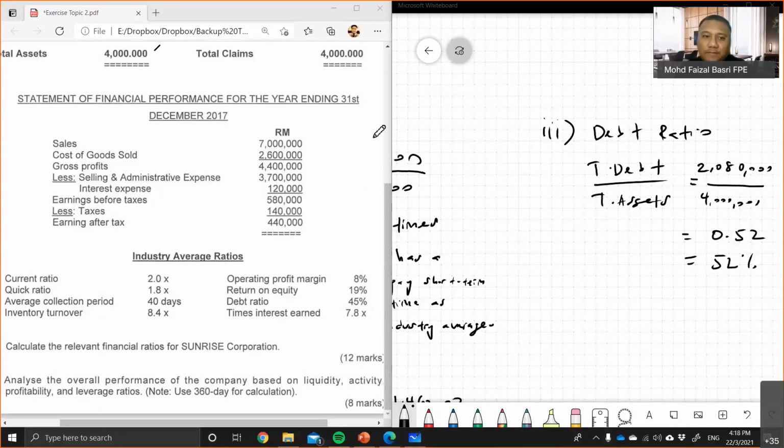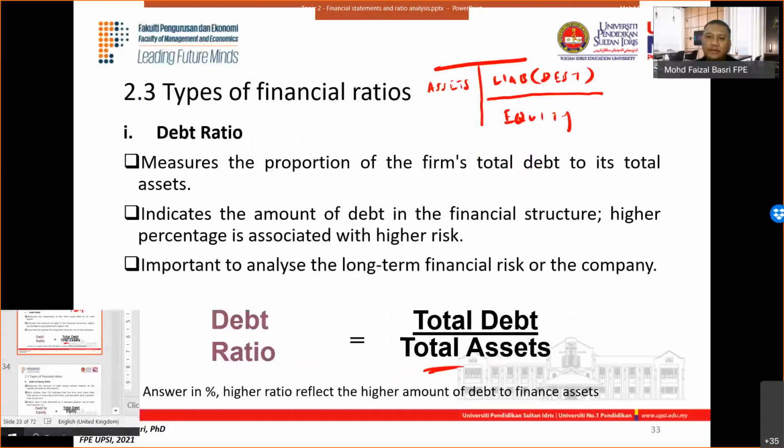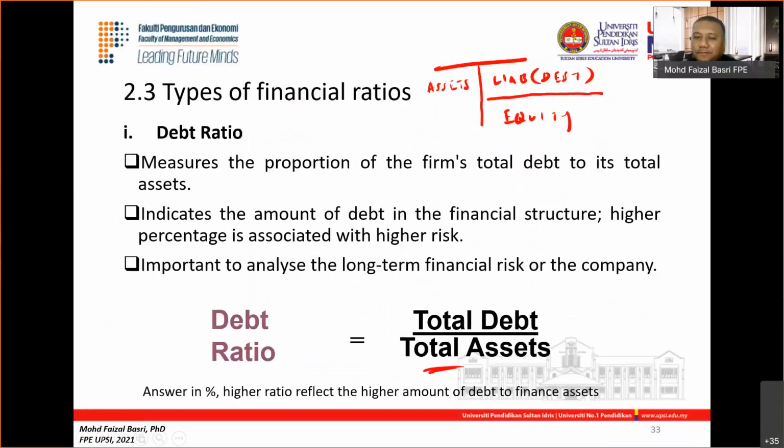Okay, so again, we compare against the industry average. So in this question, the industry average is 45%. Okay, but this company, Sunrise Corporation, has 52%, okay, which is higher than the industry average. Okay, but again, remember, not every ratio, the higher the better. Okay, so ni Sunrise better than industry average. But if you recall, I said earlier for this debt ratio, this is about the structure of the company and dependability of this company towards debts. So therefore, the higher the ratio, reflect the higher amount of debt to finance assets, therefore the higher the risk.